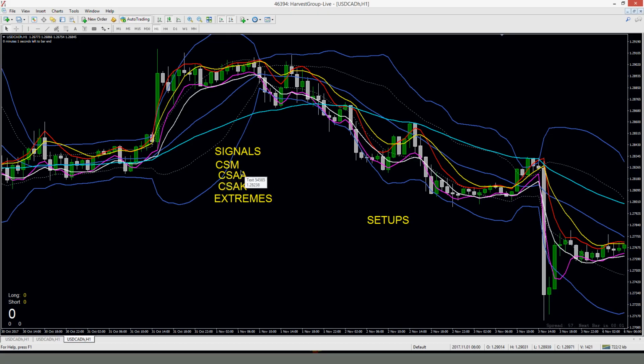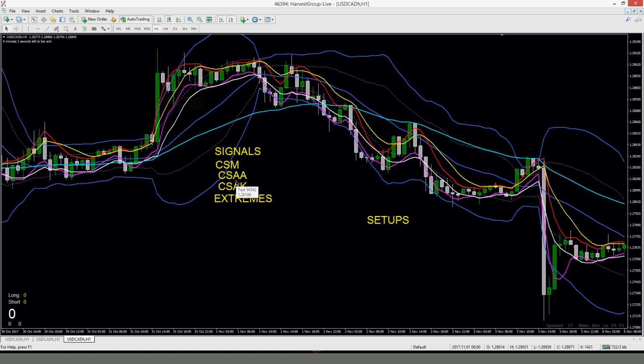So the first signal we already learned earlier, candlestick momentum. The definition is whenever the candlestick closes outside of the momentum Bollinger band. So this is obviously a momentum Bollinger band. You have a candle that is closed outside of the Bollinger band, so this is a candlestick momentum.